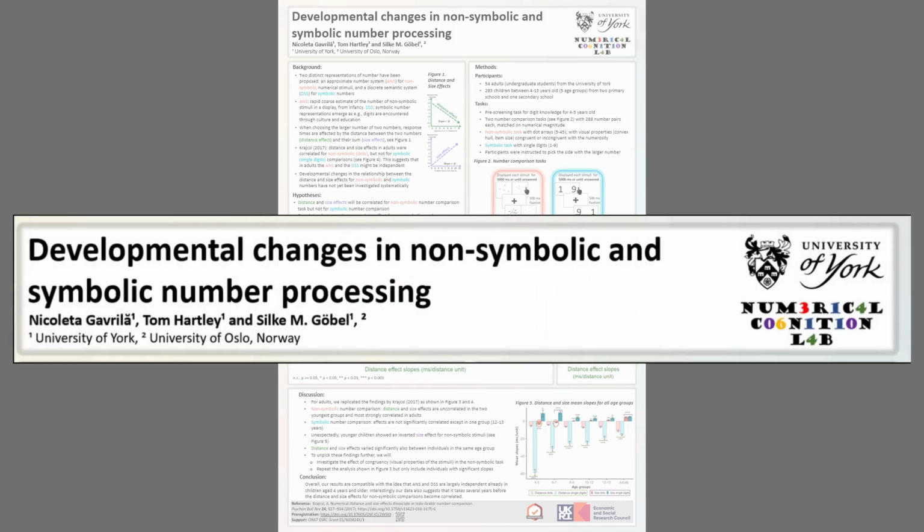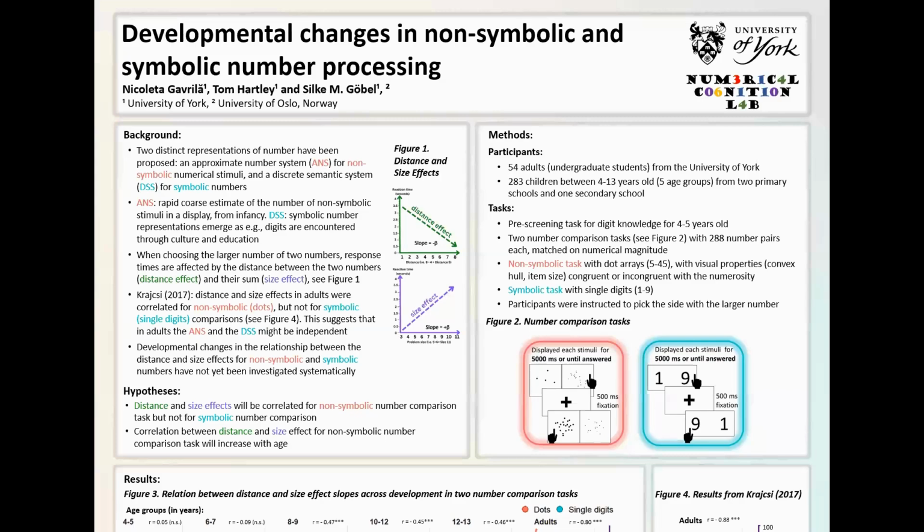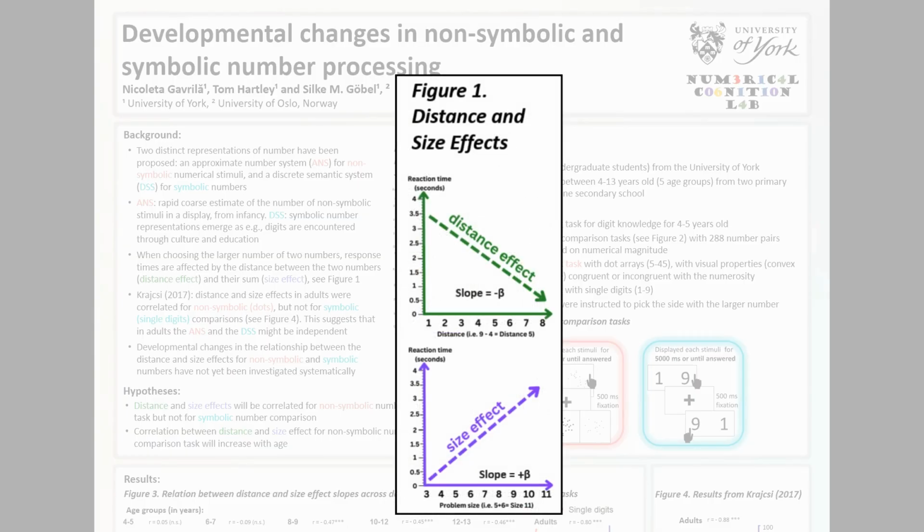Hi, I'm Nicoleta, and next I'm going to present our study looking at developmental changes in non-symbolic and symbolic number processing. In number processing, two key effects help us understand the underlying cognitive mechanisms, the distance effect and the size effect.